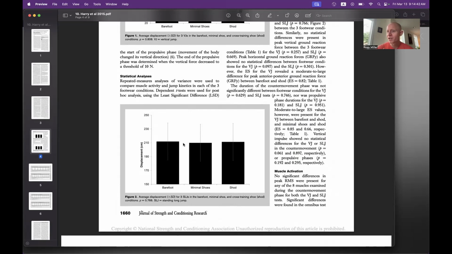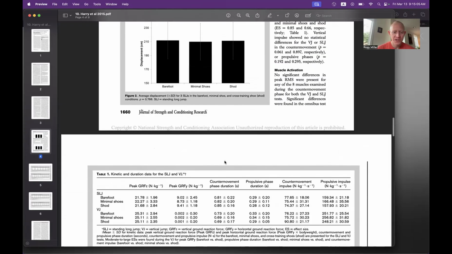Statistically, there was no significant difference here in the broad jump distances, meaning at the individual level, you might see some people jump a little bit further in that shoe, but someone else jumped a little bit further in this shoe, and you average it all together, and it's kind of a wash. There was no consistent effect on jumping distance in any particular shoe. So no real effect here on performance in these footwear conditions.